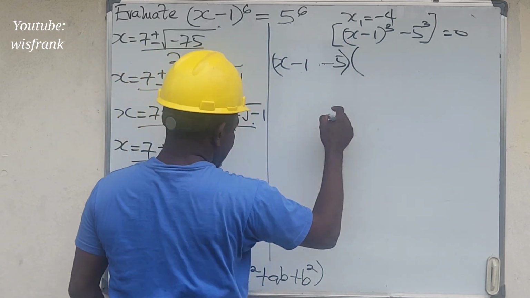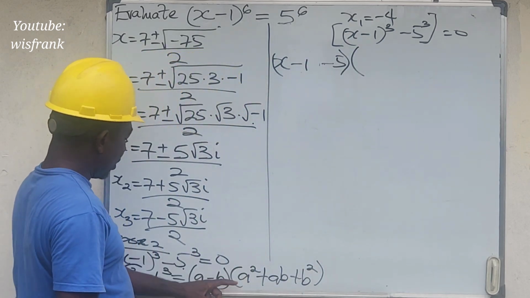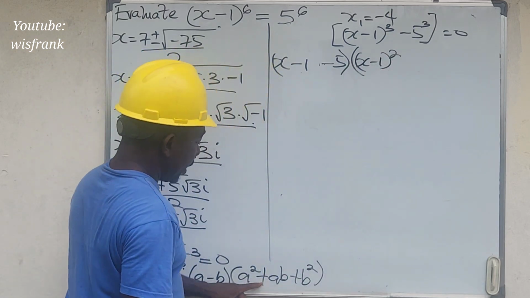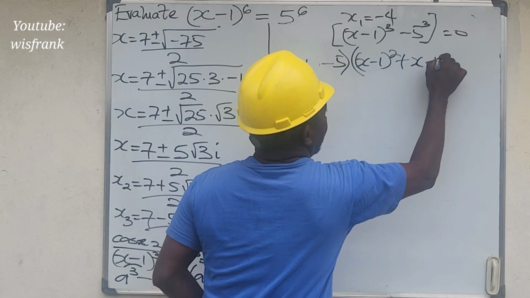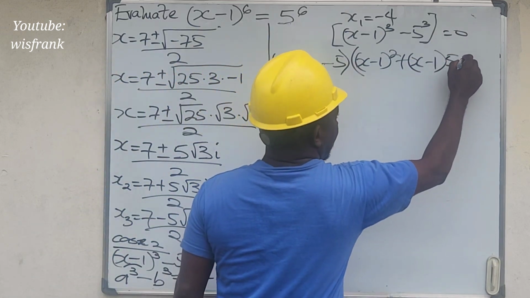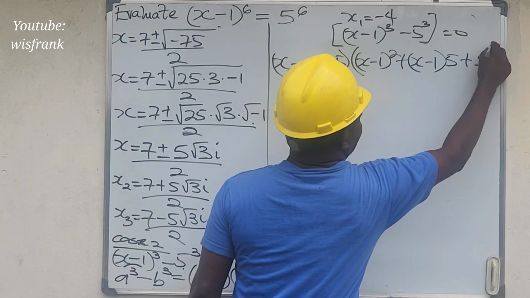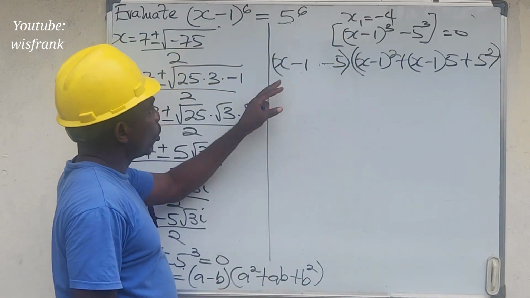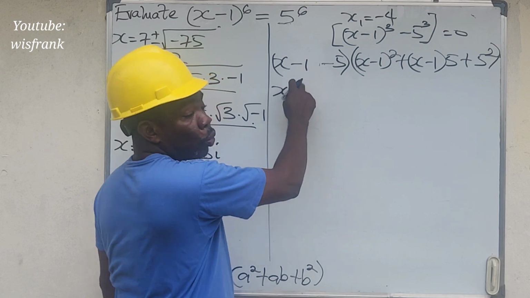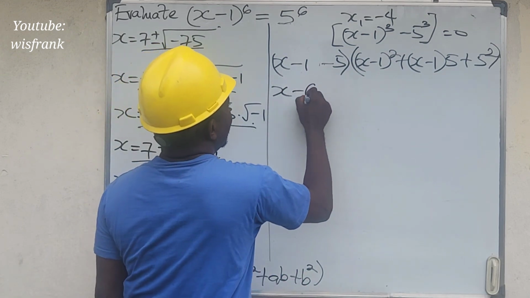Then for the first parenthesis, the second one, which is a to the power of 2, is going to be (x minus 1) all to the power of 2, then plus a, which is x minus 1, times b, which is 5, then plus 5 to the power of 2, all equals 0. So we are going to expand this. This is the same thing as x minus 1 minus 5, which is minus 6.